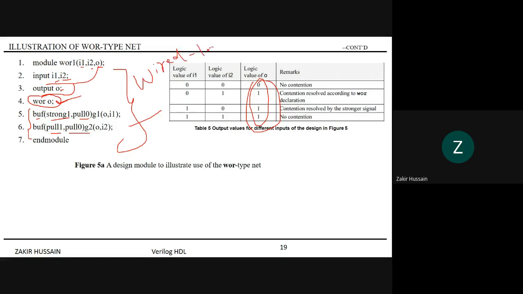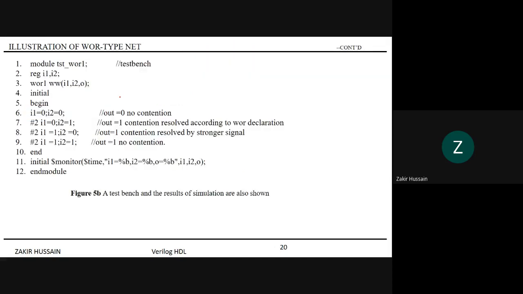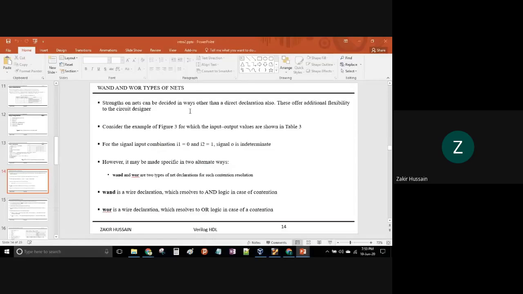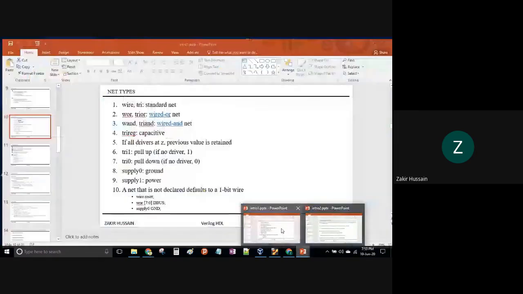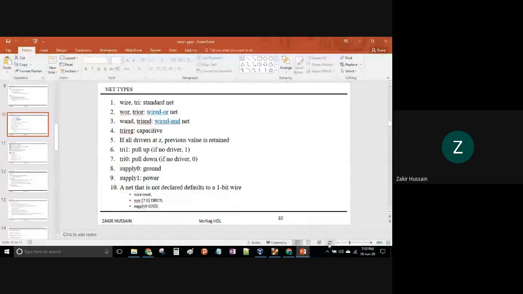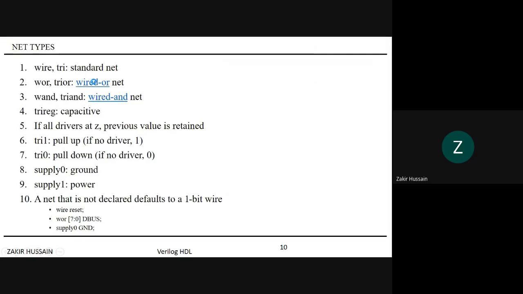What is wired OR logic? What is wired AND logic? I'm assuming you people are already aware. If not aware, kindly ping me. I think in these slides it's not there, but the other slide I have with me, I'm sharing with you for your reference. So in that, kindly go through the wired OR logic. Still, if you have doubts, I will answer.